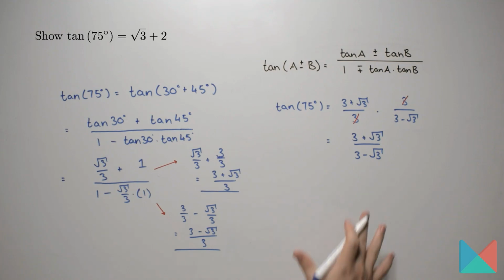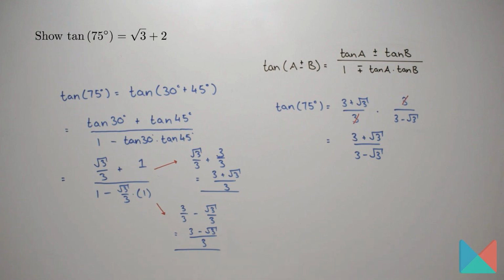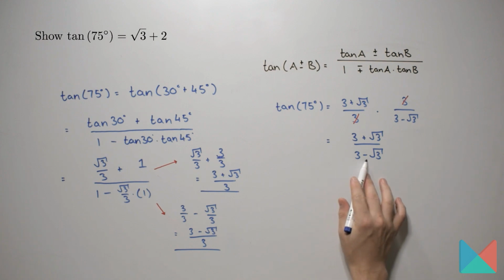Now notice that we have a square root sign on the bottom of our fraction, and so our expression is not in the simplest form it can be. And so the way we're going to rationalize the denominator is by multiplying and dividing by 3 plus root 3.